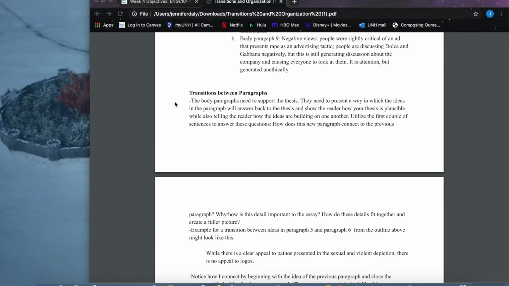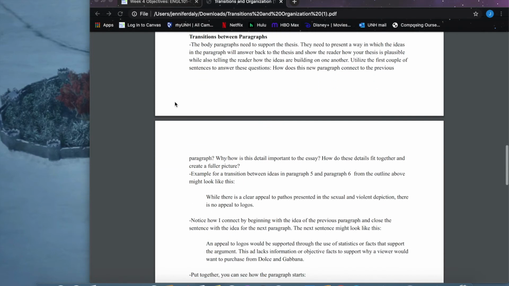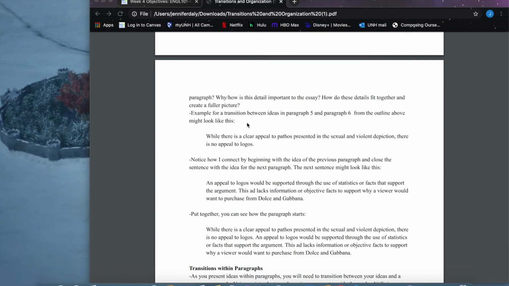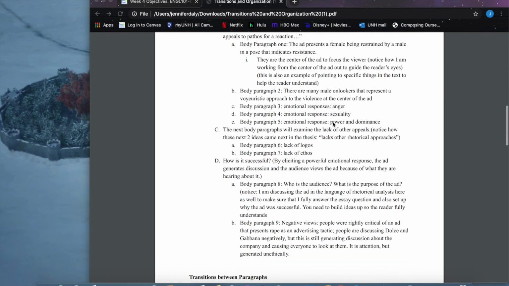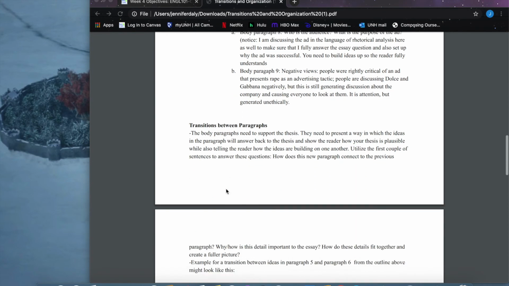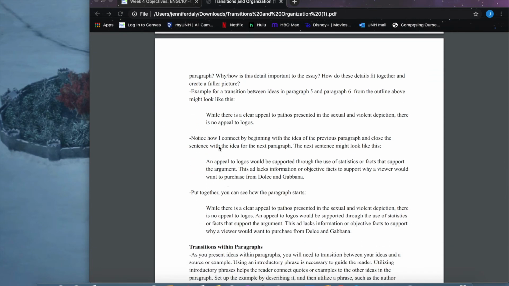They present the way in which the ideas will answer back to the thesis, how the thesis is plausible, and how the idea builds on the other ideas that you have presented. For example, a transition between paragraph 5 and paragraph 6. Paragraph 5 is power and dominance. Paragraph 6 starts here with a lack of logos. So we're doing a big shift here, a shift from pathos to logos.